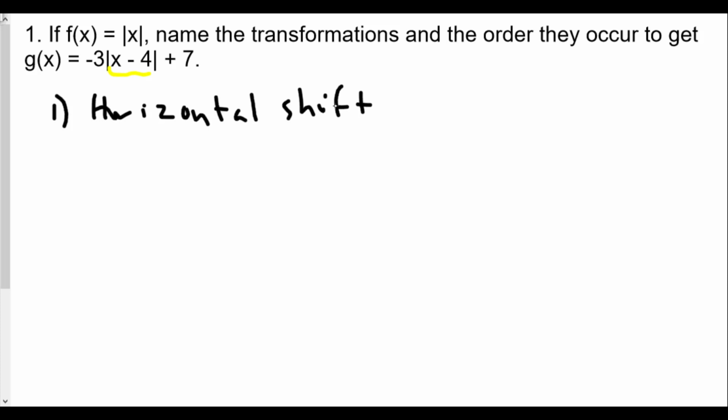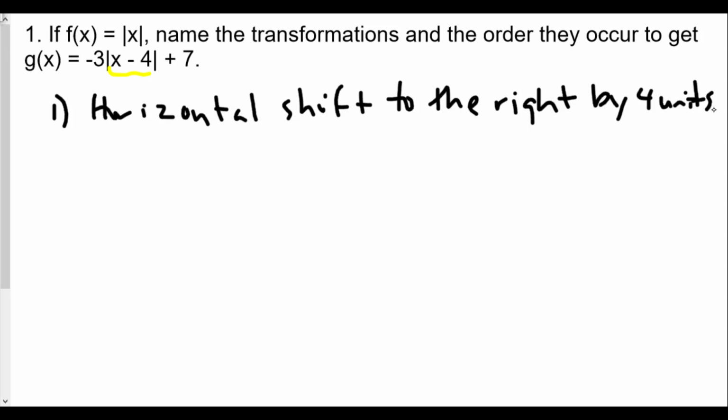Because it's x minus 4, it actually is not to the left by 4, but to the right by 4. With x minus a number in parentheses, it's usually the opposite. So x minus the number means a shift to the right by that number. So we have a horizontal shift to the right by 4 units. If you saw x plus 4, it would mean a shift to the left by 4 units. So that's our first thing we're looking at.